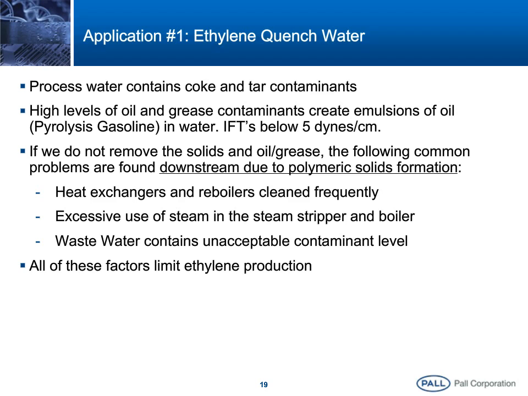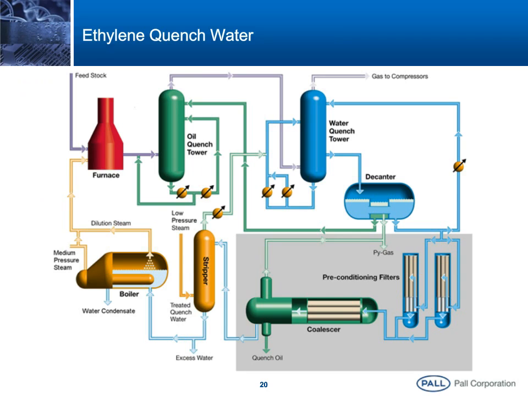Flow chart for the ethylene quench water. You see the furnace on the left-hand side, and there are 2 quench towers, oil quench and water quench towers, following the furnace, and then there's a decanter, which is really a vessel which has oil, water, and solids.